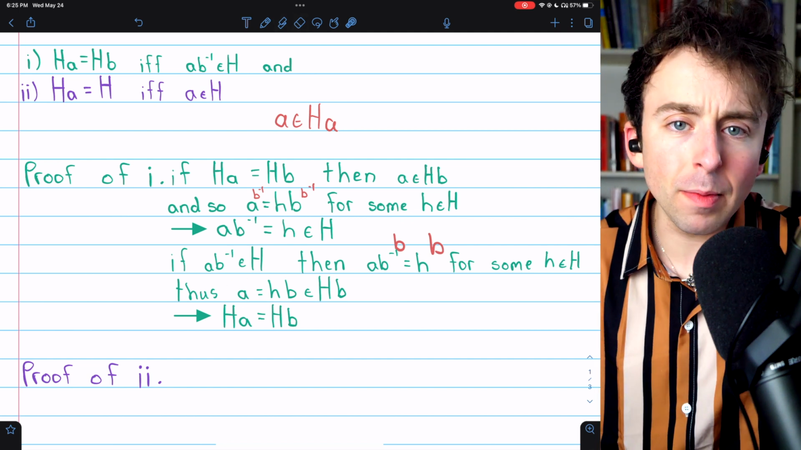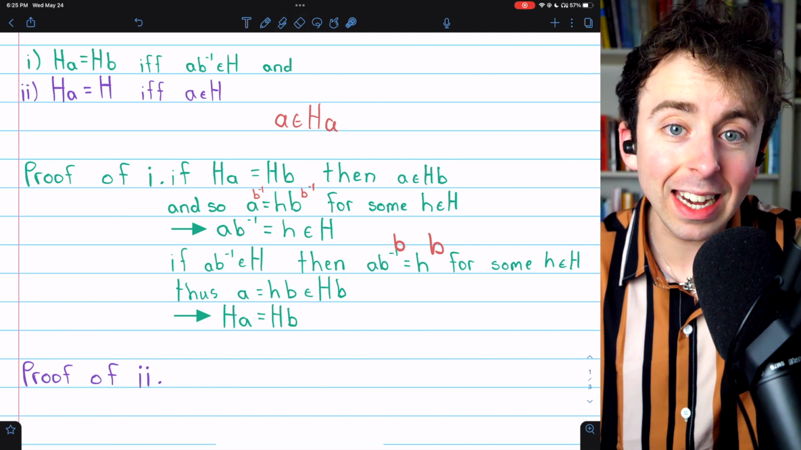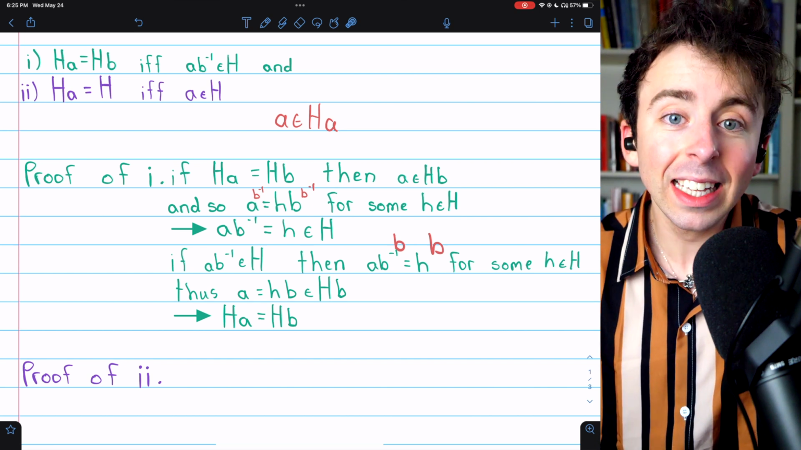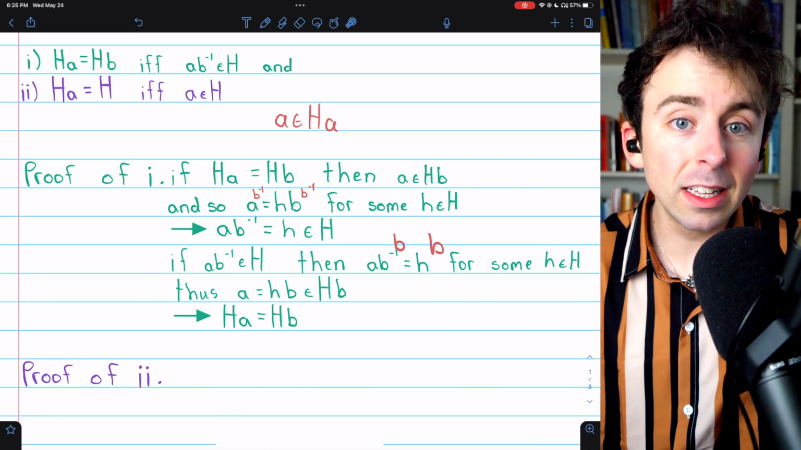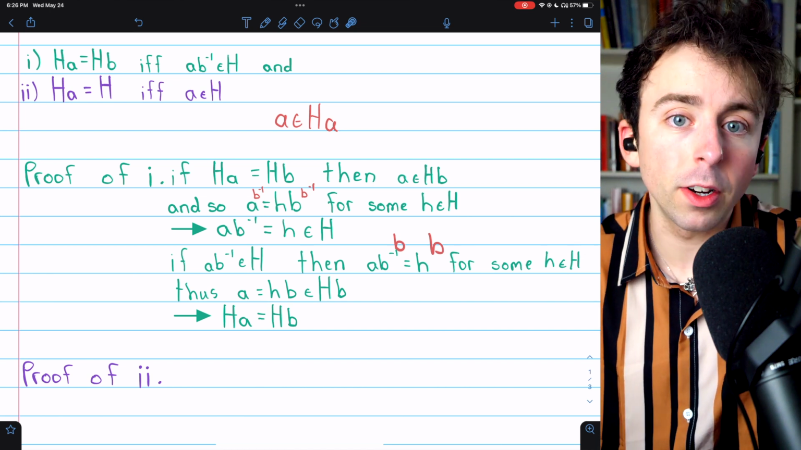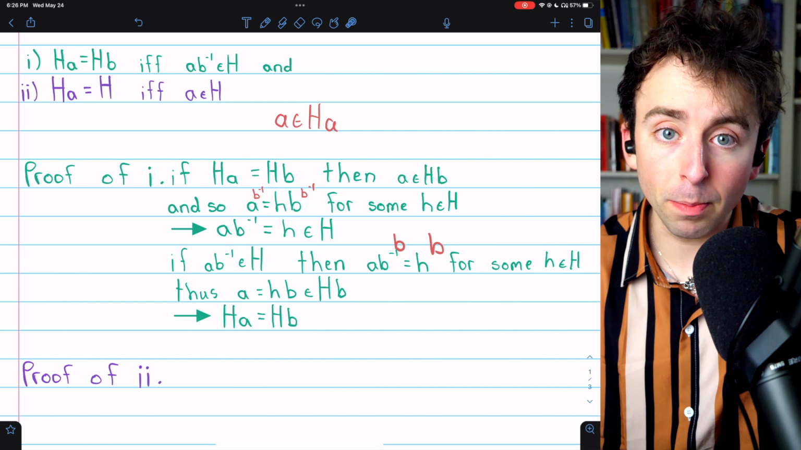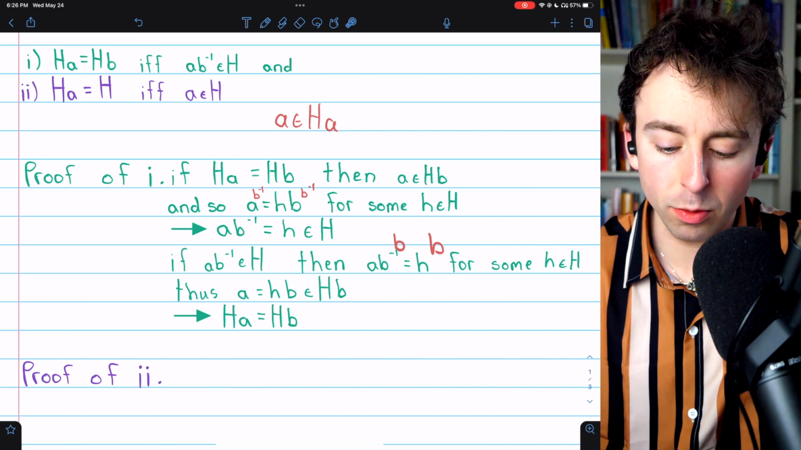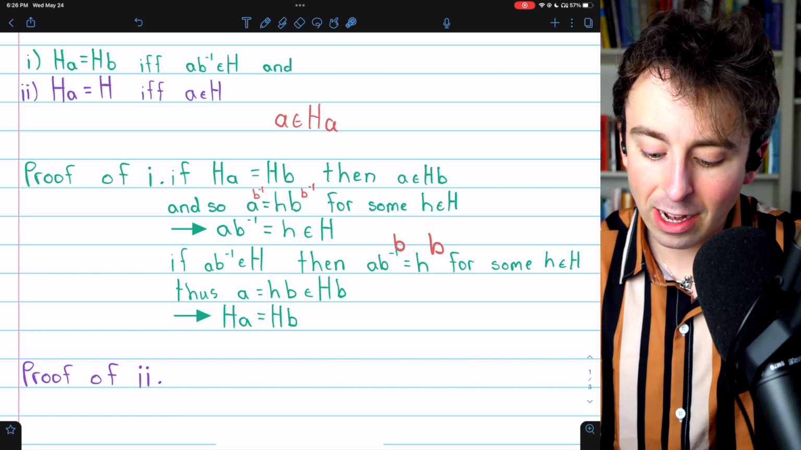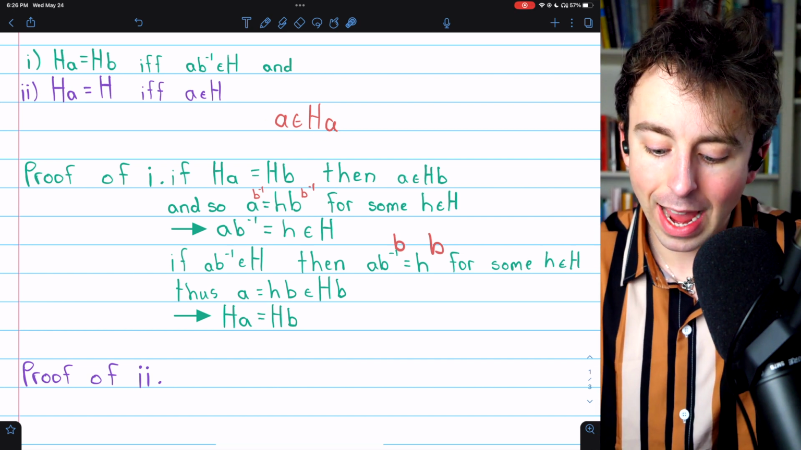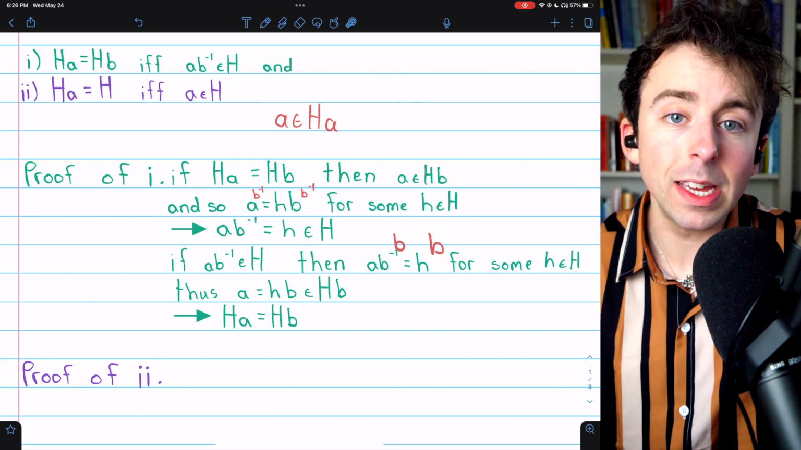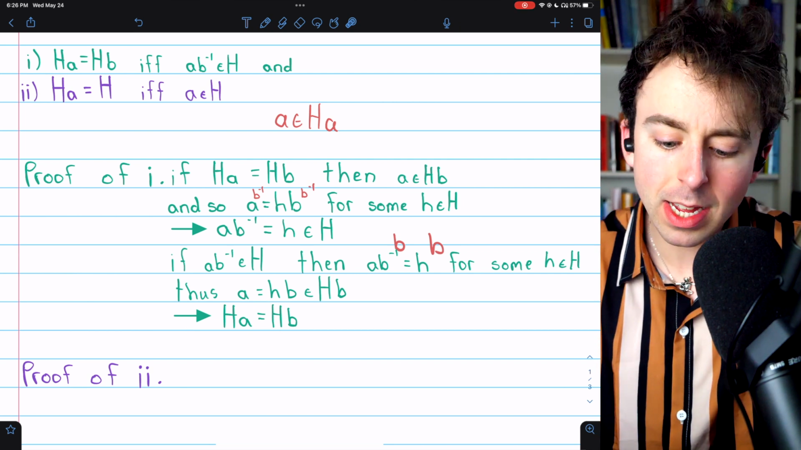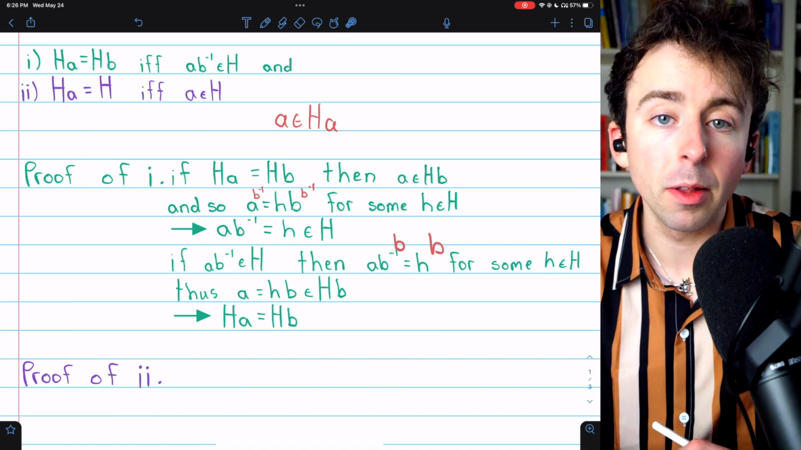But we've previously proven that if two cosets have any overlap, then they must in fact be the exact same cosets. Link in the description to my lesson proving that. It's really because cosets partition a group. So either two cosets are completely disjoint with nothing in common, or they are the same exact coset. There's no in between. So since HB and HA have this element A in common, they must be equal. And so we have proven property 1. HA equals HB if and only if AB inverse is an element of H.